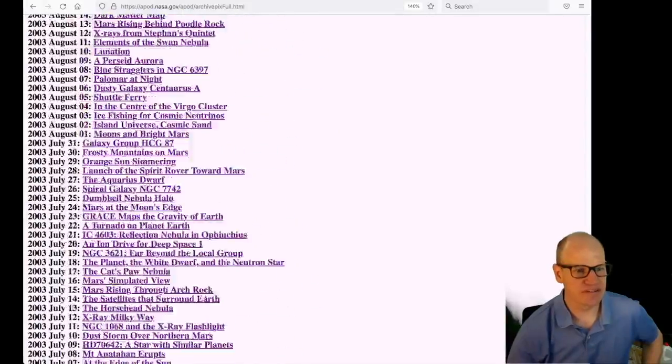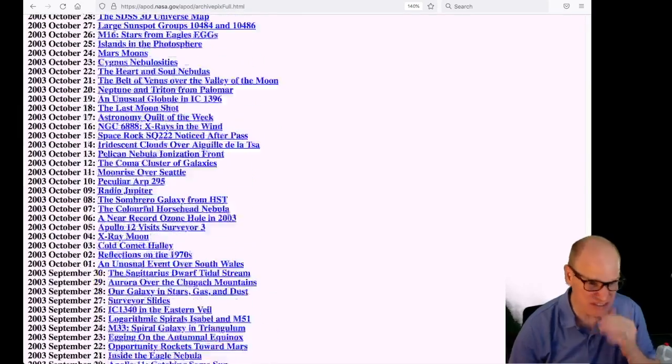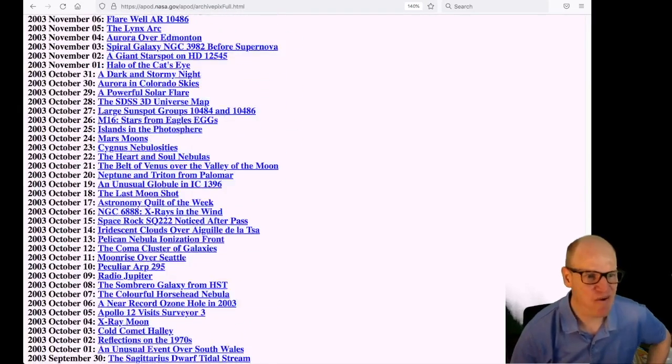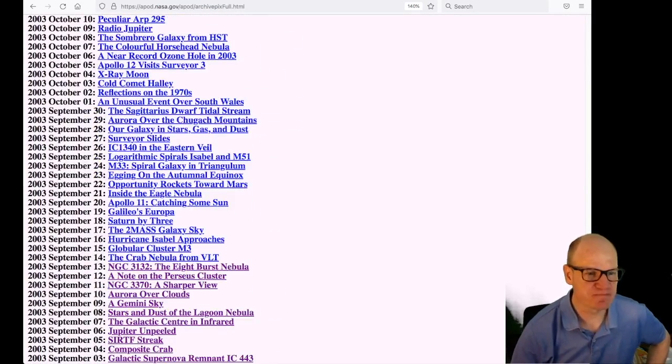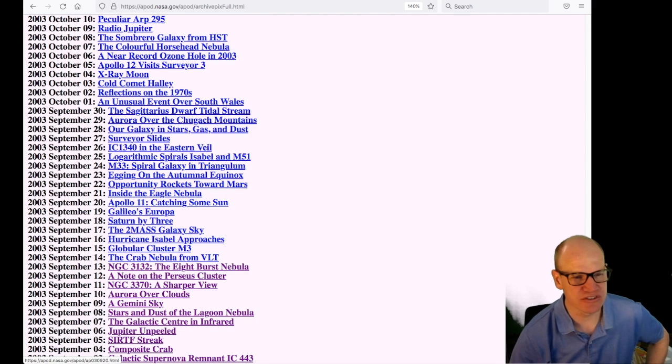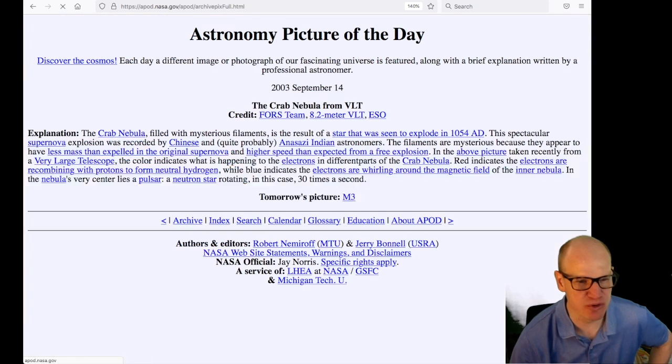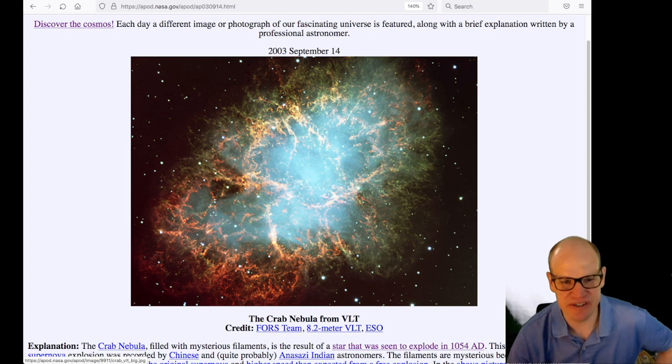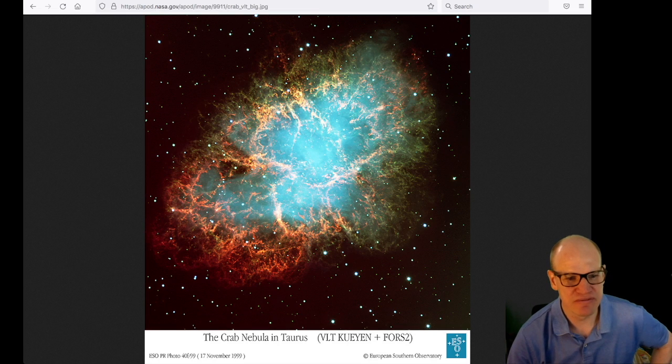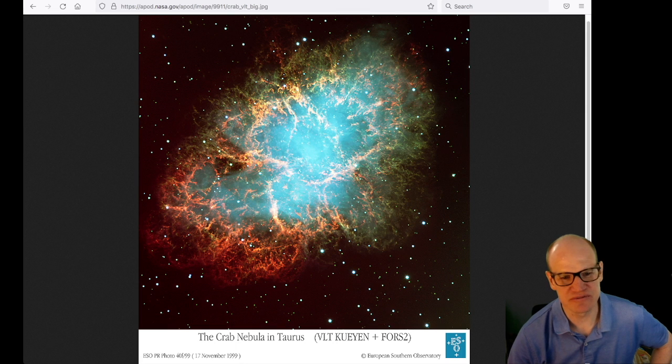All right, here we go. Start with some astronomy picture of the day. We are in September. We can probably make it up to the solstice. How about if we go up to the solstice? The Crab Nebula from the VLT. This is a very famous image of the Crab Nebula in Taurus. I didn't realize it was in Taurus. Well, now we know.